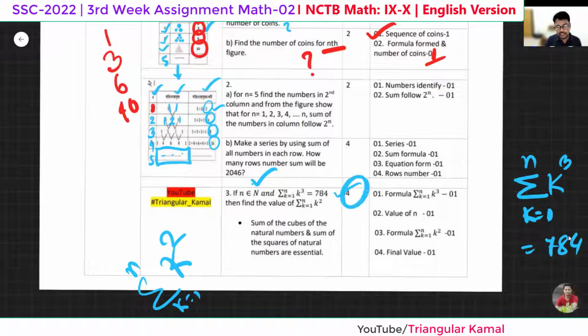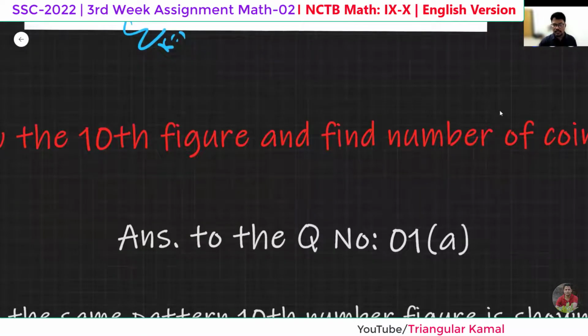There are a total of 4 marks given in the question criteria. One mark for the formula of the cube sum of natural numbers, then another mark for the value of n. One mark if you can write the formula of the square sum of natural numbers, and one for the final answer. So a total of 4 marks is divided here. Now, first step, we can write the answer.